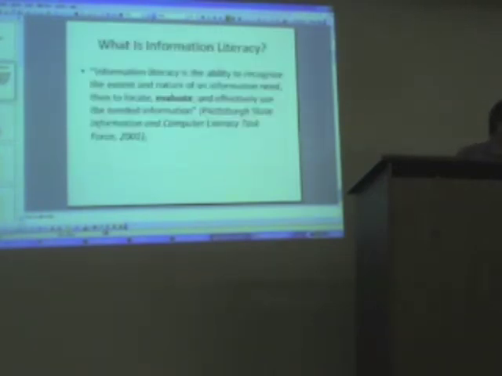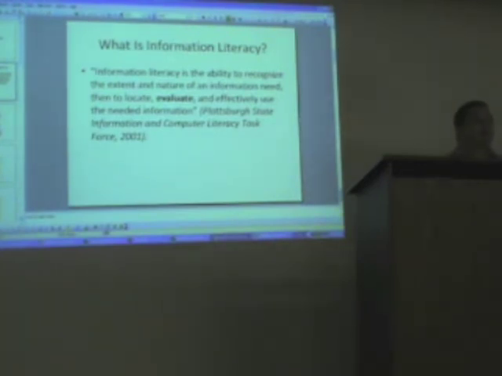Now, when we think about information literacy, I'd like to first define our term, and this is the definition I'm going to go by. Information literacy is the ability to recognize the extent and nature of an information need. So, what information do you need for a particular project, for a particular paper? Then to locate it, evaluate, and effectively use the needed information. I've got evaluate in bold today because that's mainly what I'm going to be talking about. I'm not going to get into a lot about how to find the information or how to use it today. We just don't have enough time.